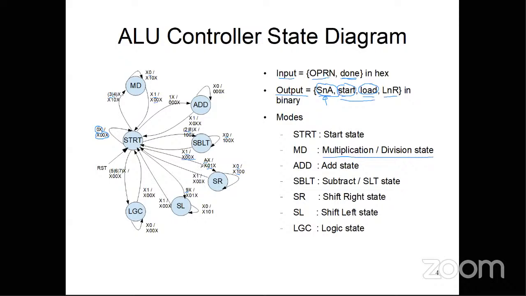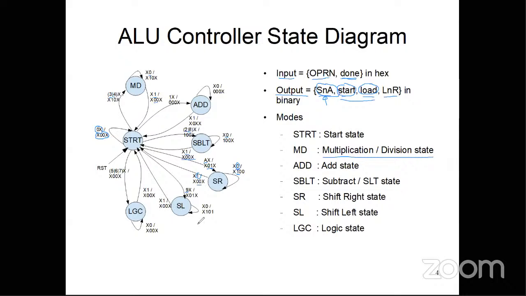So it's basically one stage, one cycle: it loads the pattern into the shifter and then starts it. Once it is started, it stays there until the shifter says I am done. And once it is done, it goes back to the start state with the start and load set to 0, so that no new operation is started at that point.